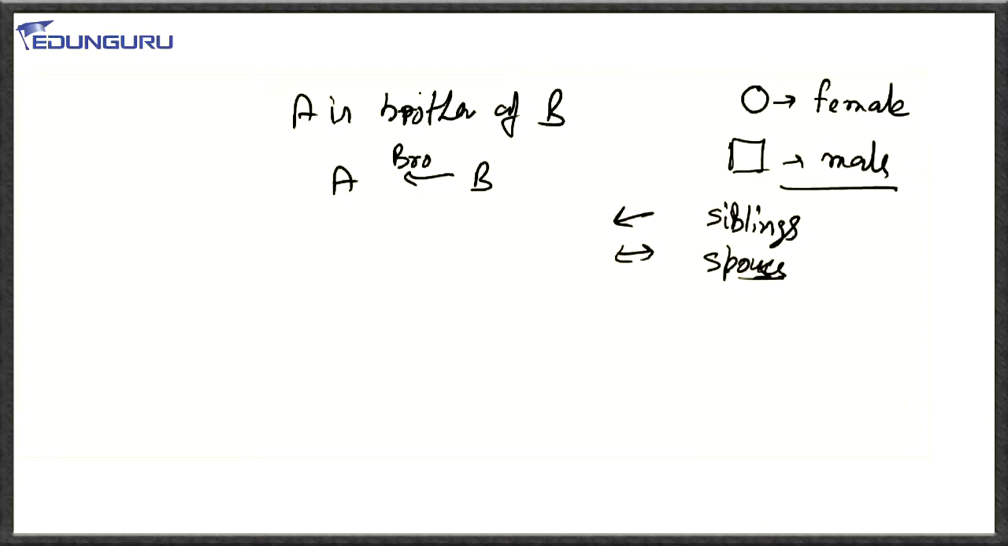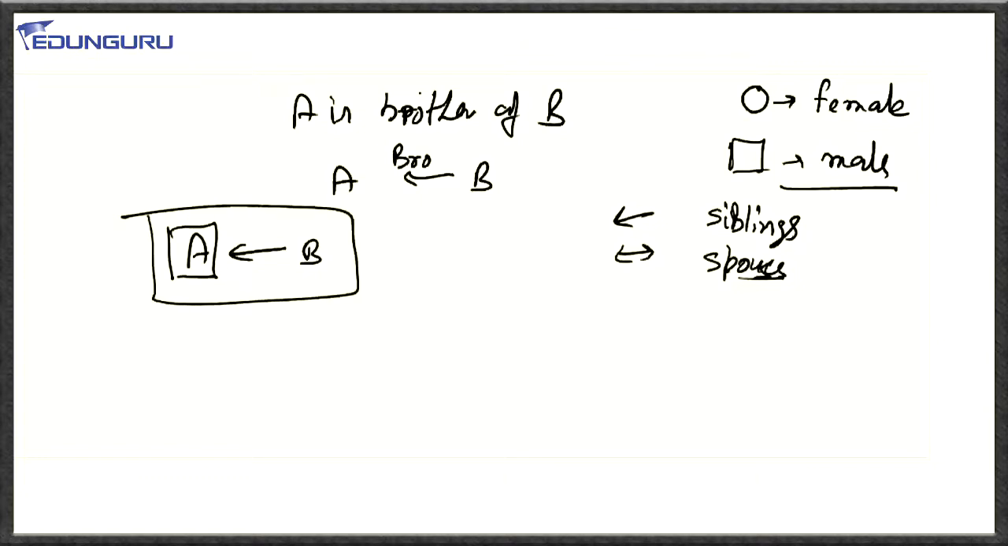Now, when we say A is brother of B, I can simply write down A single arrow B, and because A is brother, that means A is male. So, I can put a square around A. This simply means A is brother of B. Now, gender of B is not known, so I cannot say B is brother or sister of A.